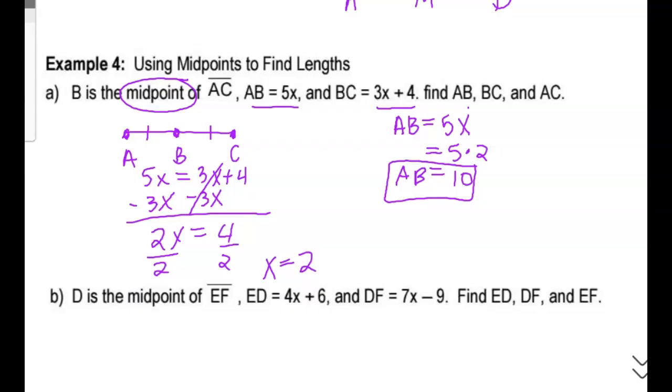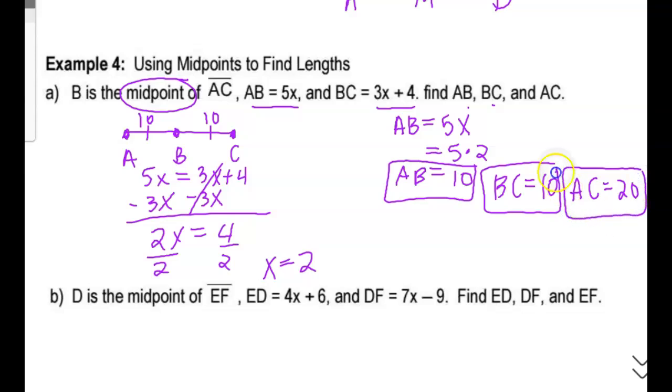Remember yesterday I showed you, this is how it's going to be the rest of the year. We do algebra so we can solve for length and stuff. What's next? BC. So, look at your diagram. If this is 10, what is BC? Also 10. You see that? AC is the total, so it's 10 plus 10. 20. Good job.